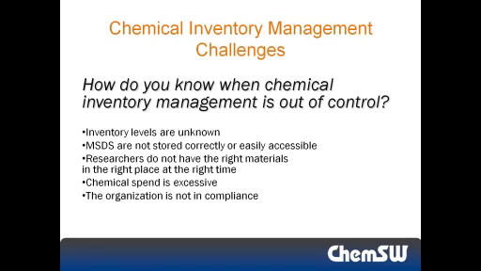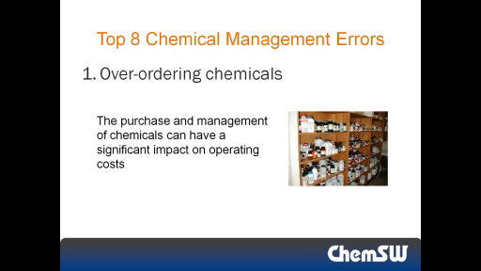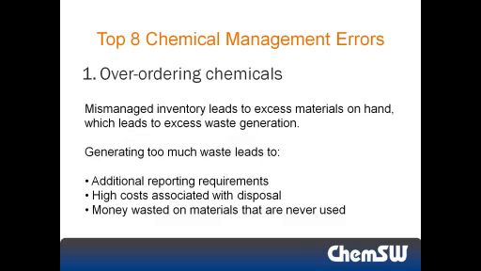The number 1 chemical management error is over-ordering chemical inventory. This error has significant trickle-down effects or related effects, one of them being operating costs, which can affect the organization as a whole. Mismanaged inventory leads to excess materials on hand, which leads to excess waste generation.